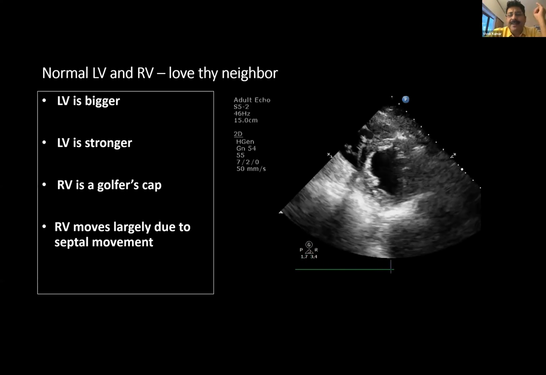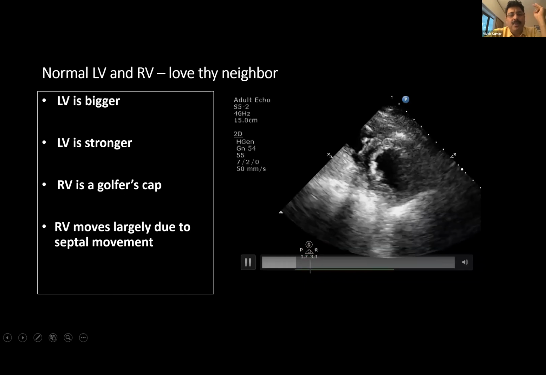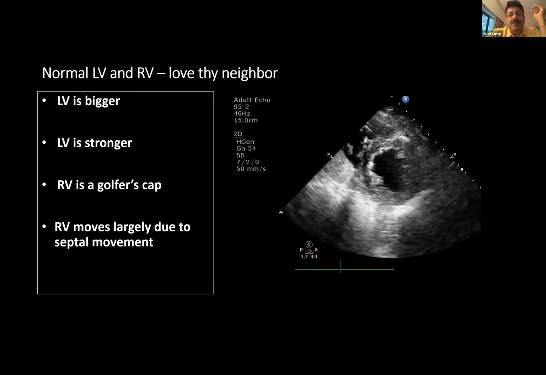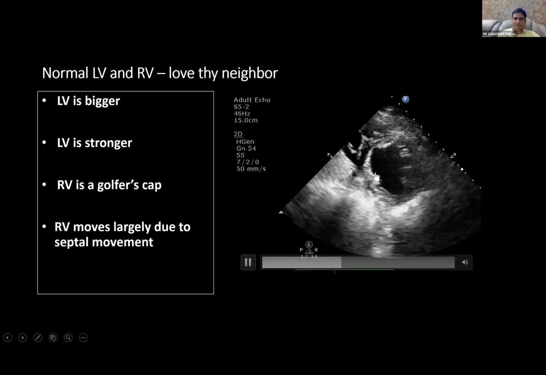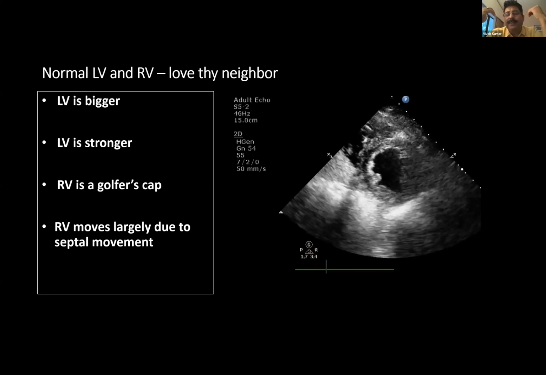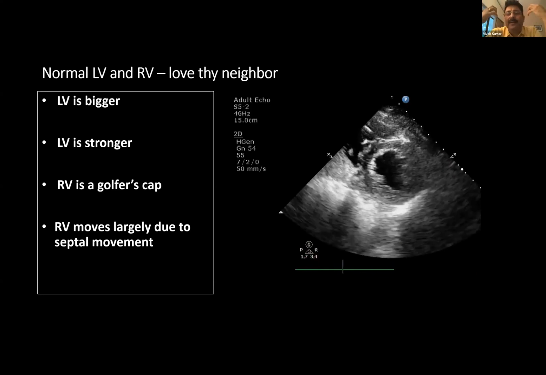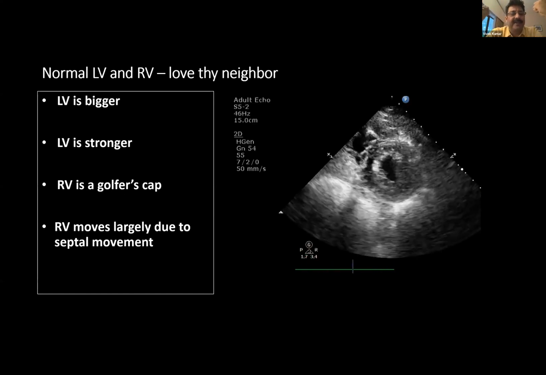First thing, LV is bigger, no doubts. Second, LV is stronger, no doubts. RV is like a golfer's cap sitting on the LV. And the RV moves largely due to the septal movement. So you have to understand that the interventricular septum is a part of the left ventricle. And when the interventricular septum moves, I think it contributes to almost 2/3 of the contractility of the right ventricle.